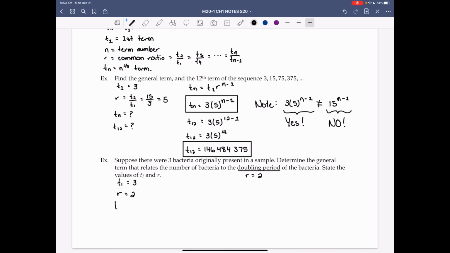And then we want the general term, Tn. Tn equals T1 times R to the power of n minus 1. Tn equals, T1 is 3 here, R is 2 to the power of n minus 1. So there's our general term for this sequence.